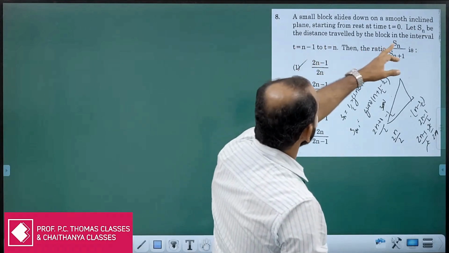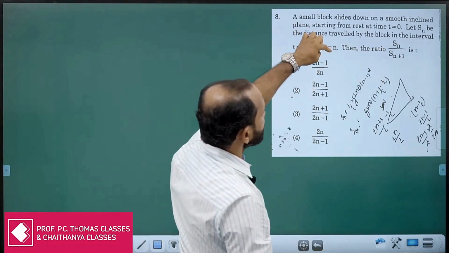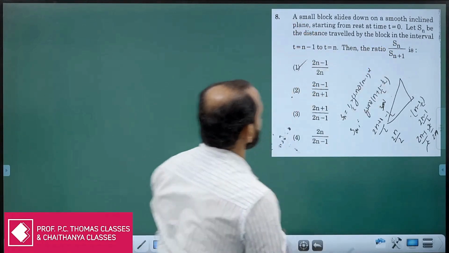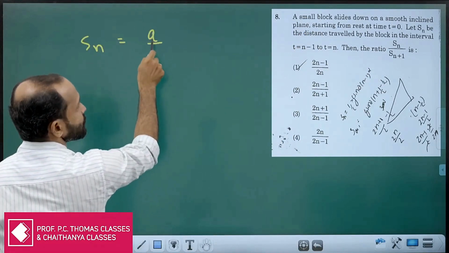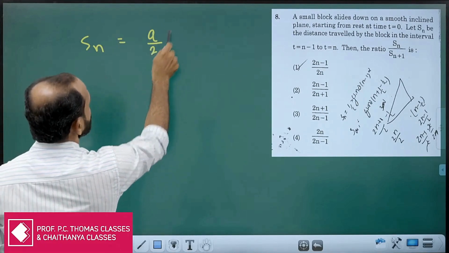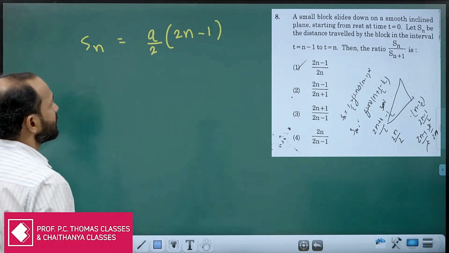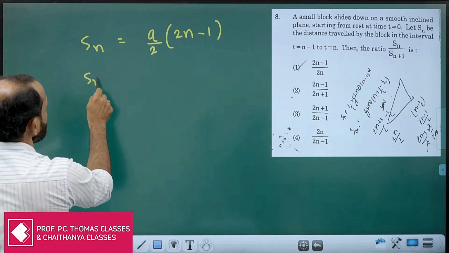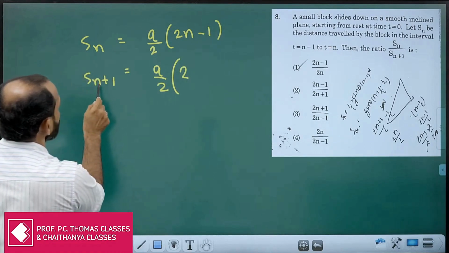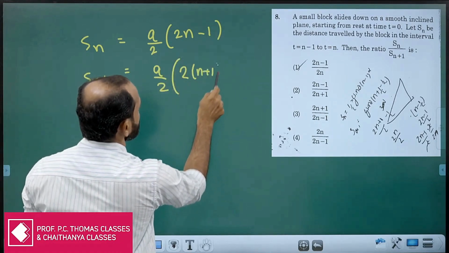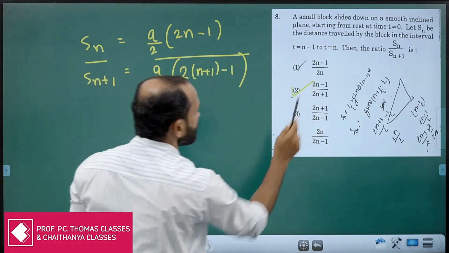Here, it's a very simple question. Sn is the distance traveled by the block in the interval n minus 1 second to n second. The ratio of Sn by Sn plus 1. Here, Sn is given by u plus, u is 0 starting from rest, a by 2 into 2n minus 1. That we have learned as a shortcut formula. Then, similarly, you try for Sn plus 1. That you will get a by 2 into, you put n as n plus 1, minus 1. When taking the ratio, opening this bracket, you will get the correct answer as second option.